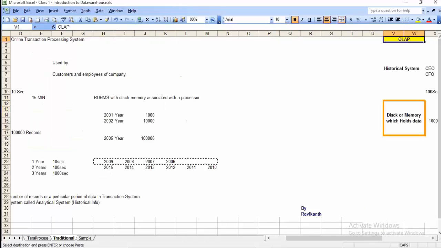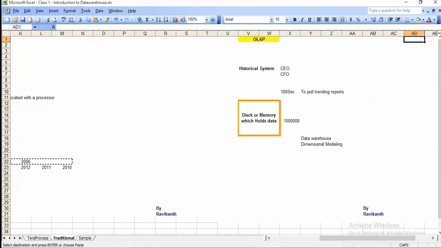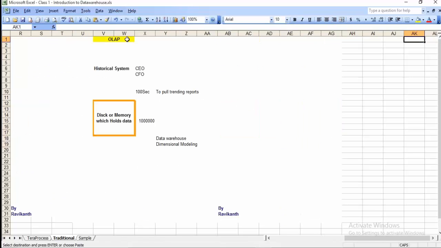What is that other system? The other system is called the OLAP system. What is an OLAP system? Online Analytical Processing system. It's an online analytical processing system called OLAP, which is also known as a data warehouse.